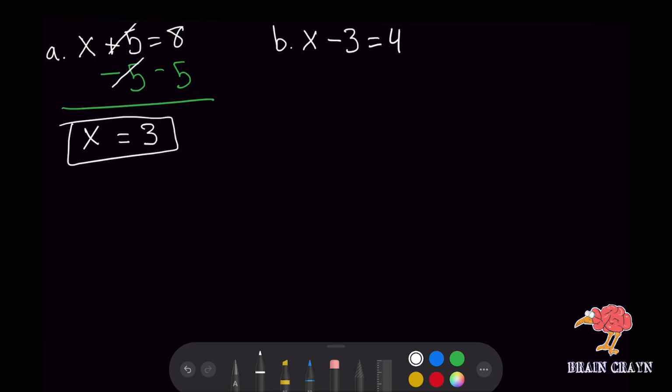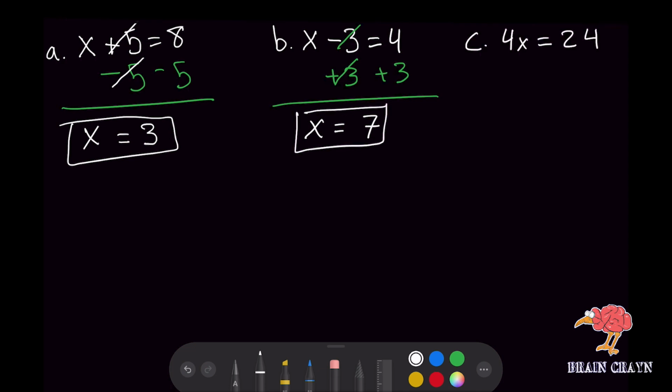This equation is very similar to the last. The only difference is that we are subtracting instead of adding. Even though this equation has that slight difference, the same rule still applies. We need to use the opposite operation to get rid of this negative 3 and leave x alone on one side. The opposite operation for subtraction is addition. Therefore, we would add 3 to both sides to keep the equation true and get rid of the 3 over here. That leaves us with x on this side, which is equal to 4 plus 3, which equals 7. Therefore, 7 is the answer to this equation.